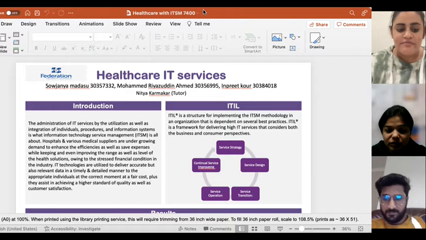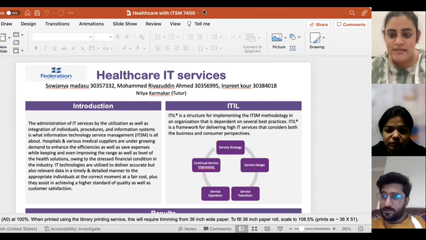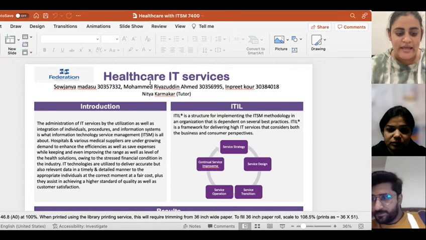We are going to present an IT service management presentation that was supposed to be a poster. The idea of this assignment was to improve our communication skills and become better at editing and video recording, and also to analyze our understanding of the topic of IT service management. As you can see on the shared screen, we have chosen healthcare as the sector in which we'll be presenting our poster.